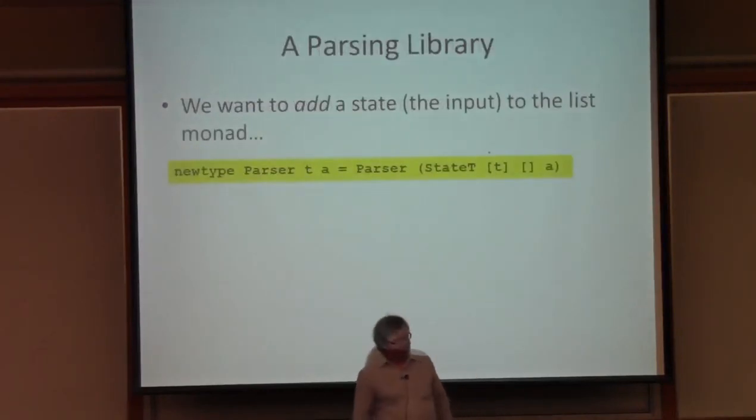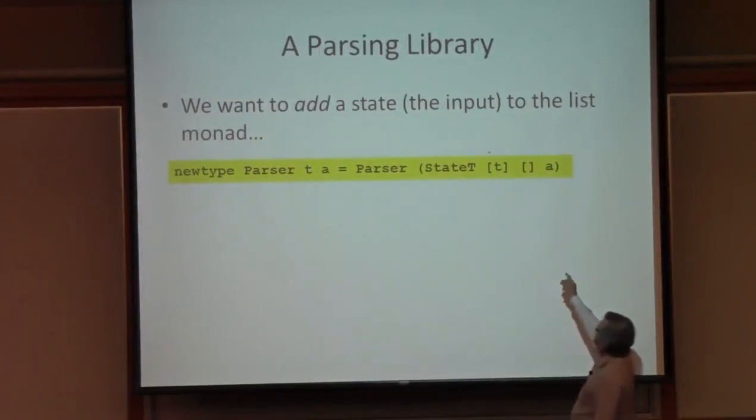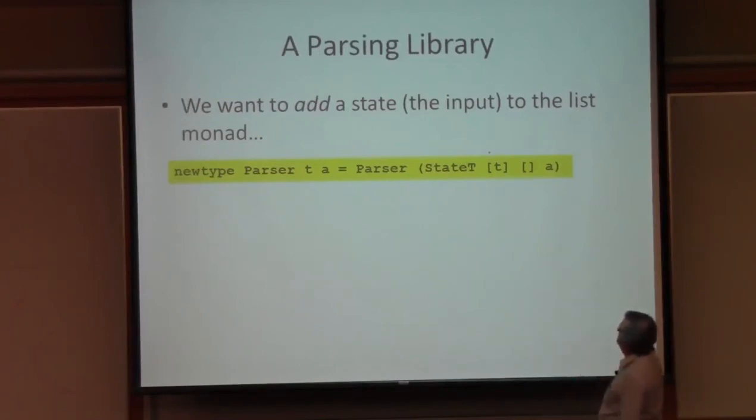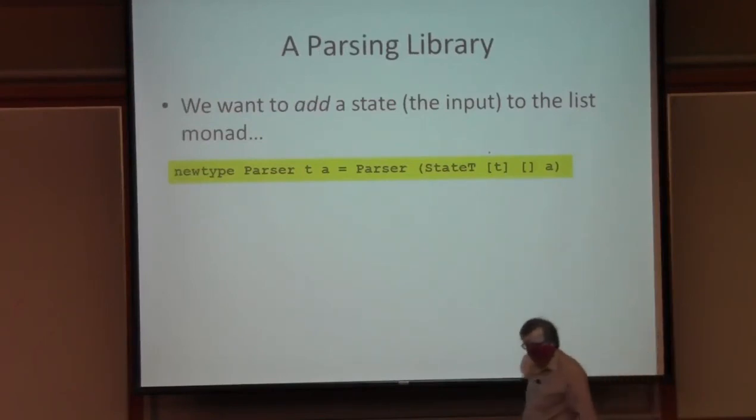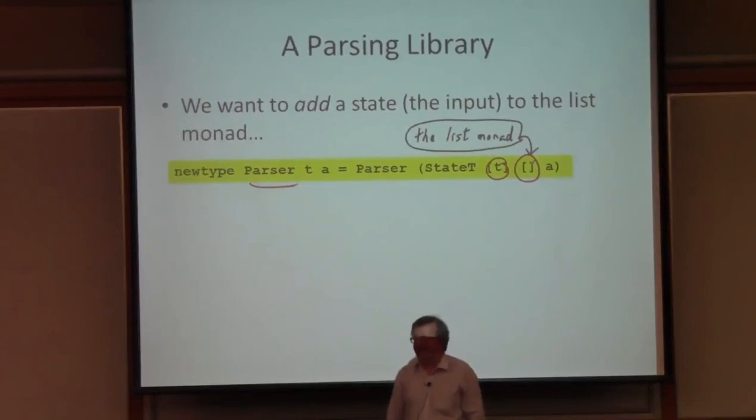Okay. So the whole point of this was to see if I could make a parsing library. So let's see how we can do that now. Well, I want to add a state, which is going to be the input being parsed, to the list monad. And I can do that now with my transformer just like this. I can define a parser type. It'll be a monad also, using the state transformer on a state that is a list of tokens. And that is the list monad. It's a type. It's not the empty list.